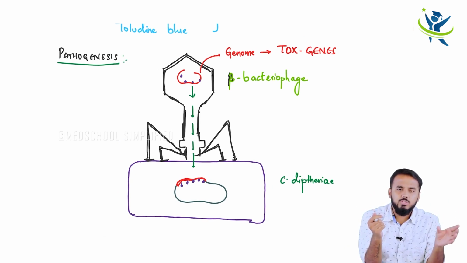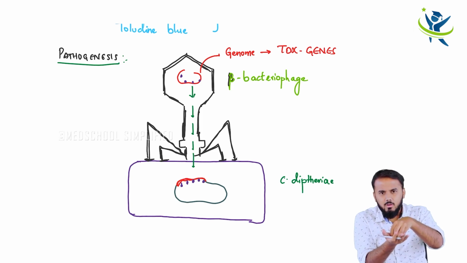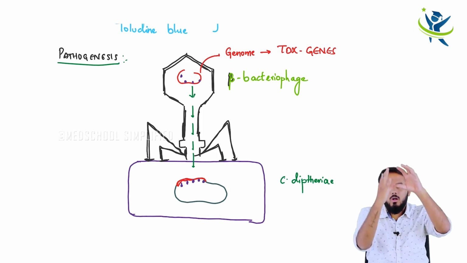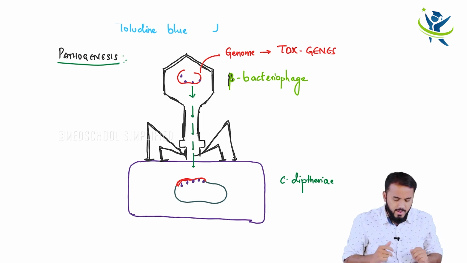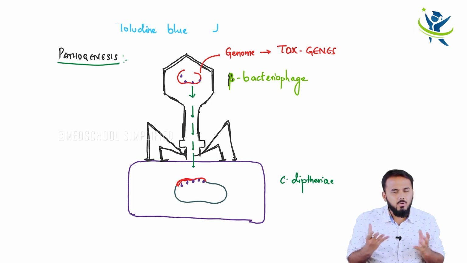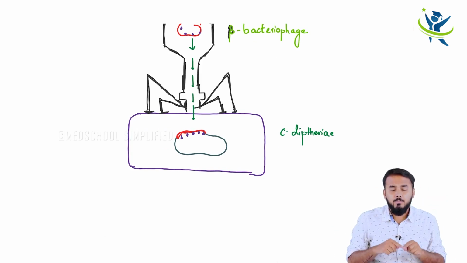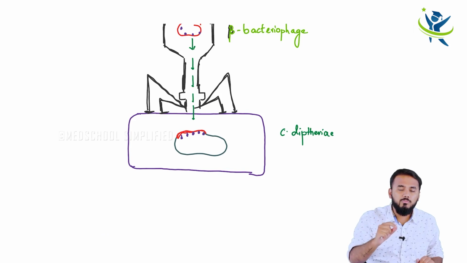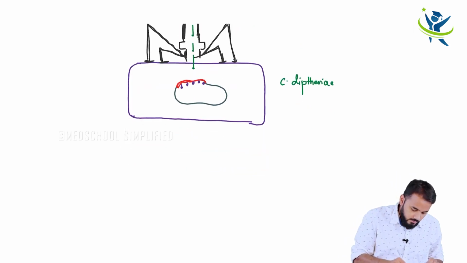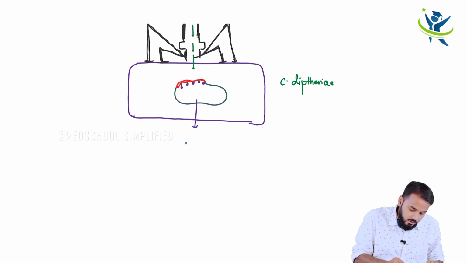Beta bacteriophage has got its own genome, and that genome has got tox genes. So when it sits on the Corynebacterium diphtheriae cell, its genome enters inside the bacteria and merges with the bacterial genome. After merging, what will it do? The tox genes will activate the bacterial genome and make it code for a toxin.